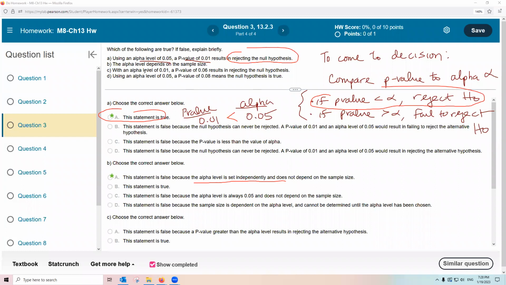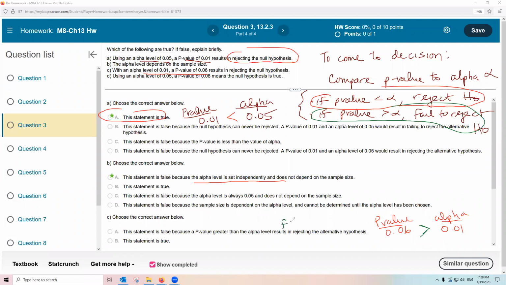Part C says, what if the alpha level is 0.01 and you get a p-value of 0.06? Would you reject the null hypothesis? Well, let's write that down. So the p-value here for part C is 0.06, and the value of alpha they're giving us is 0.01. Well, 0.06 is a number greater than 0.01, right? 0.06 is larger than 0.01. When the p-value is greater than alpha, you fail to reject the null hypothesis.